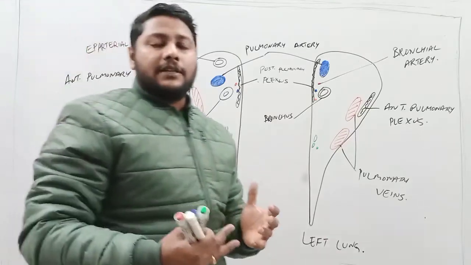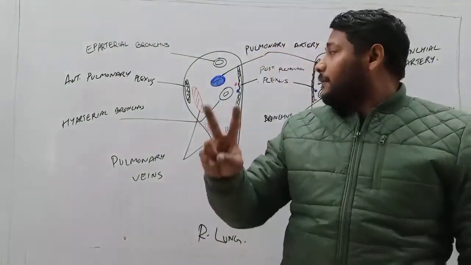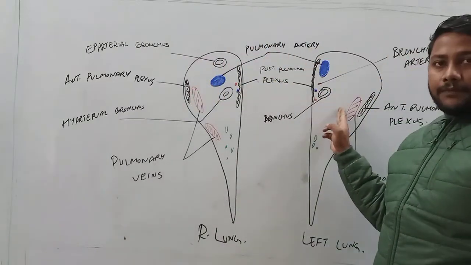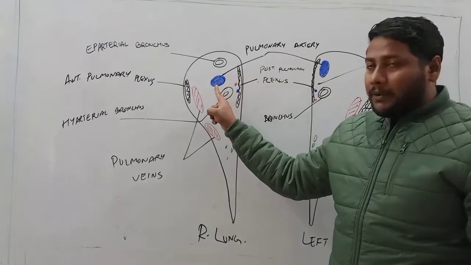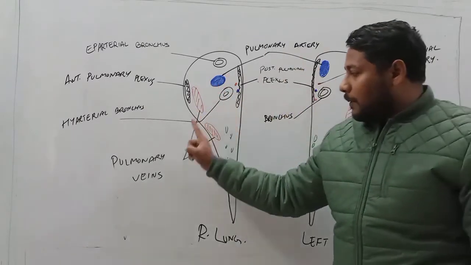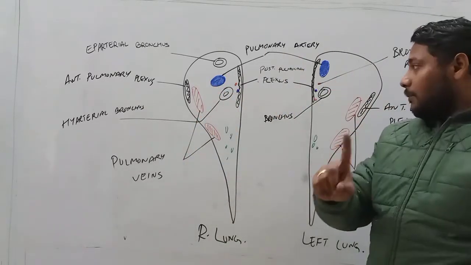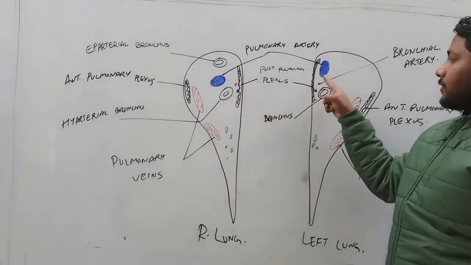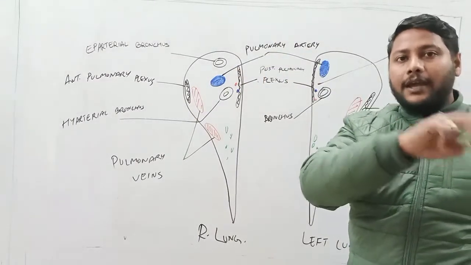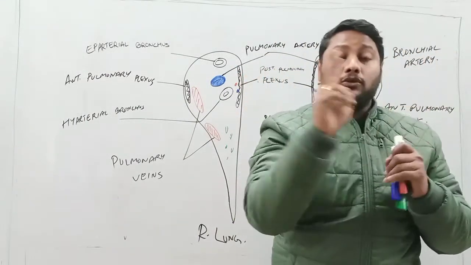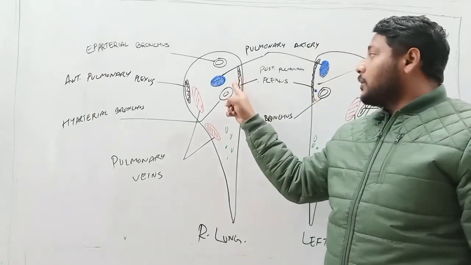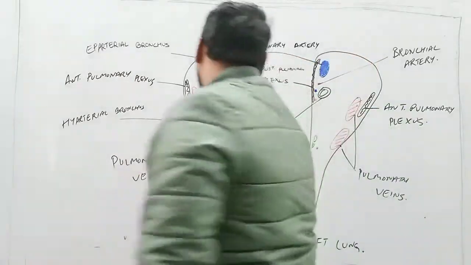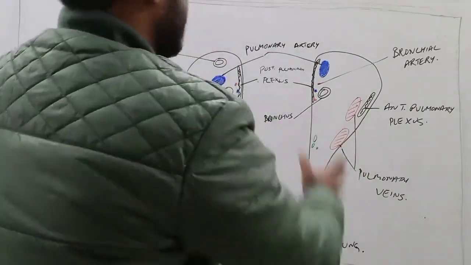So the major difference in the root of the lung is we have two bronchus on the right side, but we have one bronchus on the left side. One pulmonary artery, two pulmonary veins on each side. But here again we have one more difference. You can see that we have two bronchial arteries on the left side and one bronchial artery on the right side. Clear? Okay. So this is the major difference.